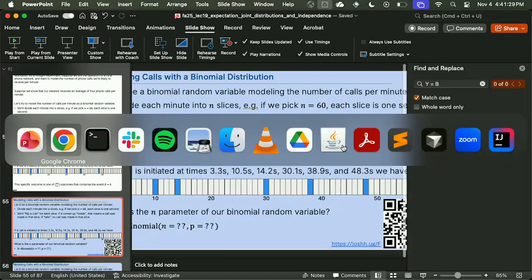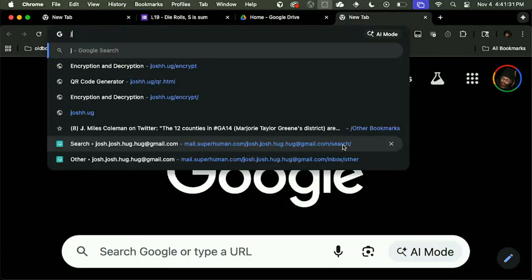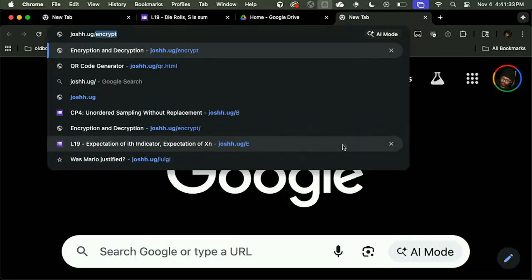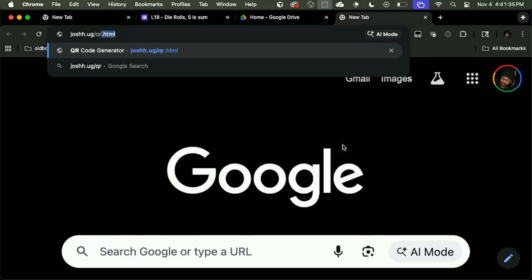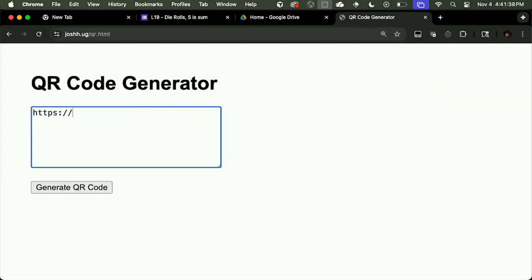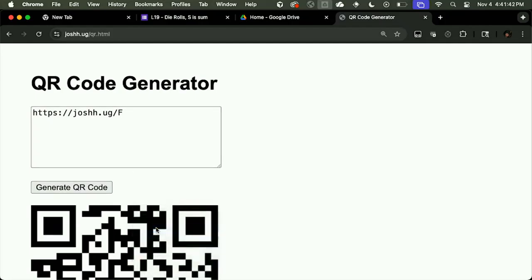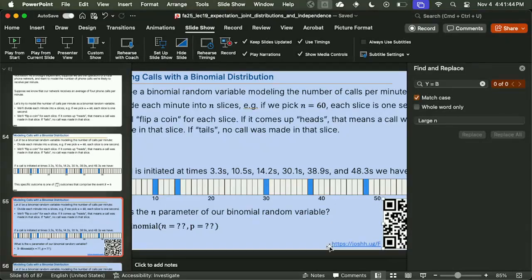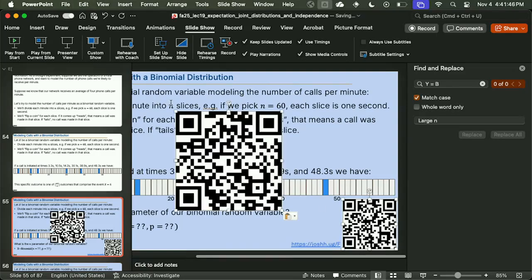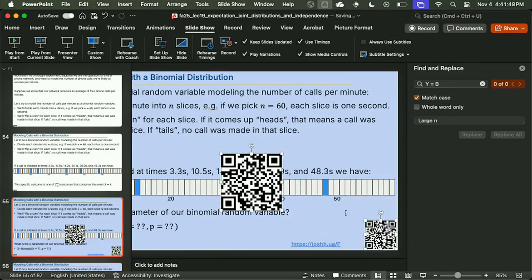I guess I think it's worth it. If you ever want to make a QR code, please go to joshug.ug/qr.html. You can make your own QR code, but with no white space around it. Okay, all right, maybe that one will work. But if it doesn't, I apologize.